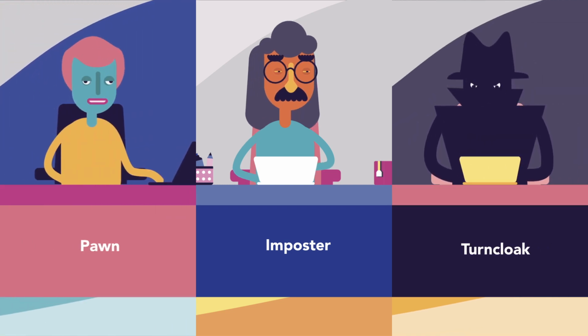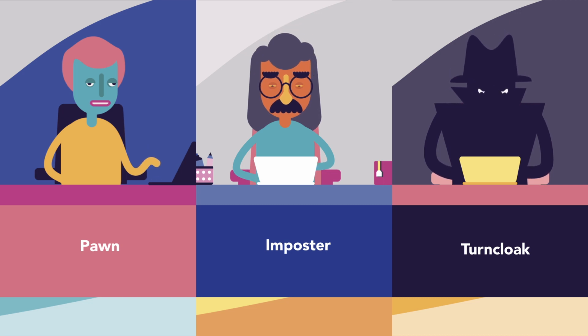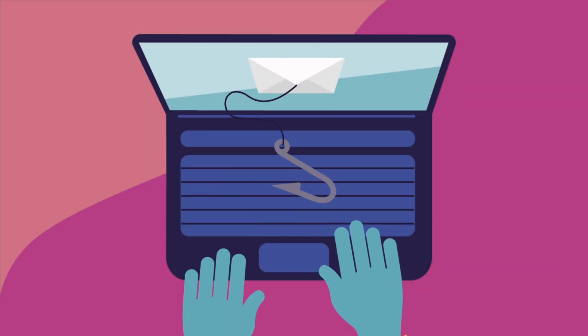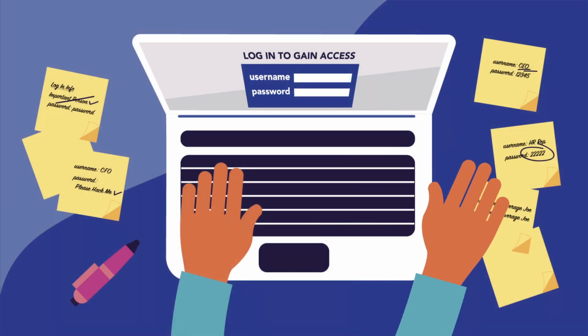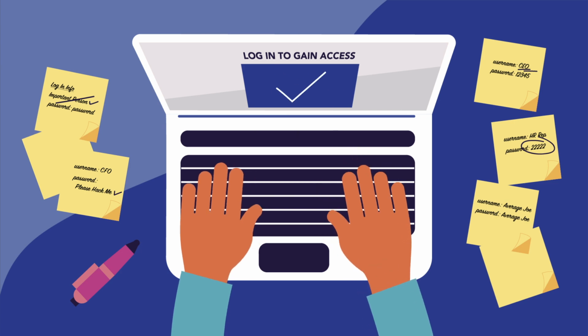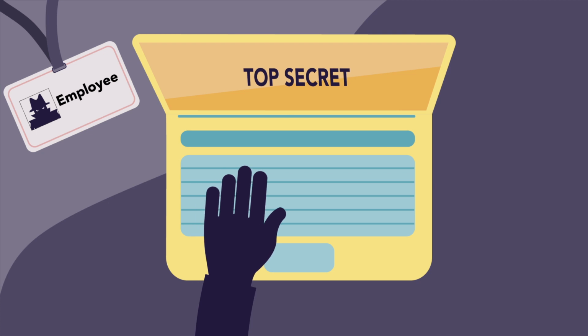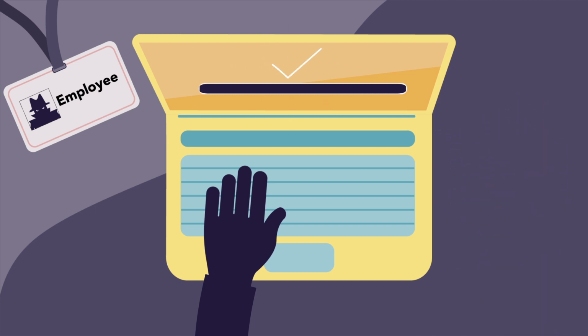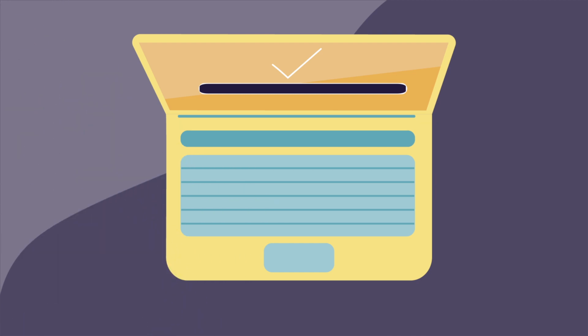Not only do these insider threat types have different motivations for causing organizational harm, they also use a wide variety of tactics to get the job done. Pawns might simply misplace a device or fall victim to a sophisticated phishing email attempt. Imposters can use any number of tactics, from bots that generate credentials to simple stolen passwords to gain access. And then there are turncloaks, also known as malicious insiders, who can use routine, legitimate processes and credentials to access information. These insiders have a significant advantage over external attackers. They are not only aware of their organization's policies, procedures, and technology, they also know its vulnerabilities.